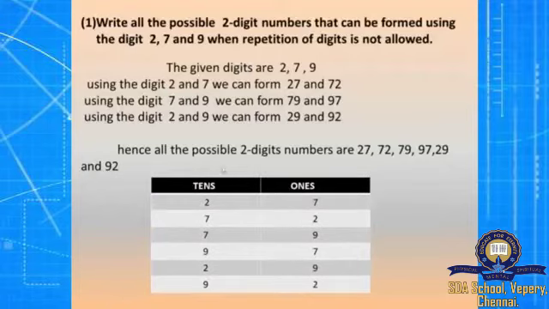We can represent it in a tabular column by writing the place values like ones place, tens place. If you take 27, 7 is in the ones place and 2 is in the tens place. 72, 2 is in the ones place, 7 is in the tens place. 79, 9 is in the ones place and 7 is in the tens place. And 97, 7 in the ones place and 9 in the tens place. 29, 9 in the ones place, 2 in the tens place. 92, 2 in the ones place and 9 in the tens place.